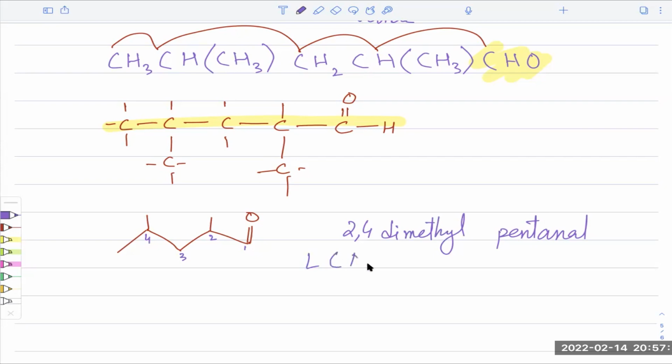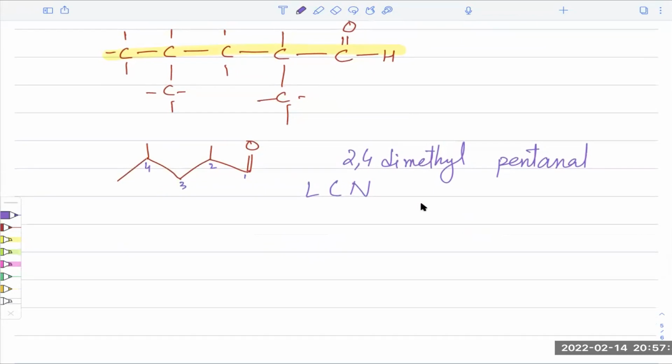Again, how do you remember this? Locate, count, and then name. LCN. So how do you locate it? It's on the second and fourth carbon. Sure. Count them. There are 2 of them. Name it. Methyl. So 2,4-dimethyl pentanal. And based on that, I know exactly what compound I have right now. All right, now I'm going to give you another one and I would like you to draw that one.